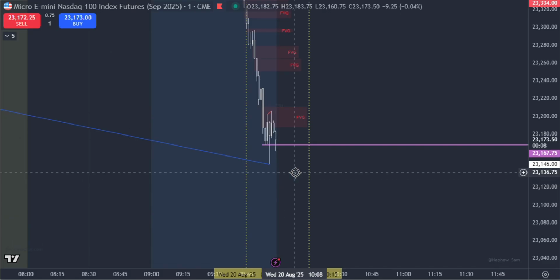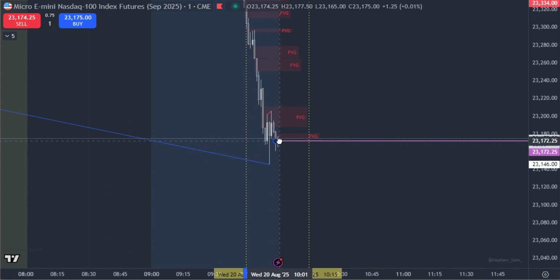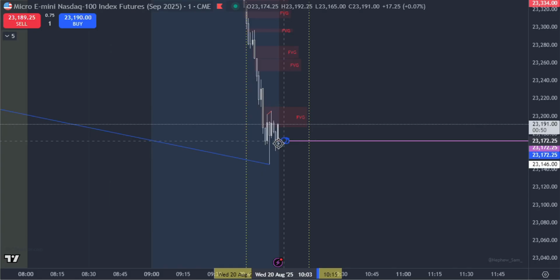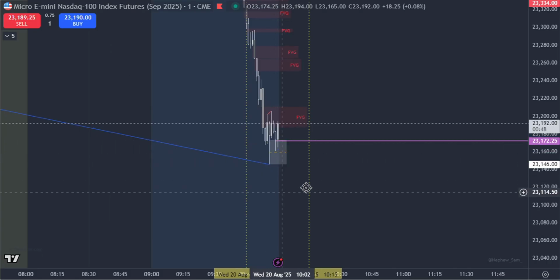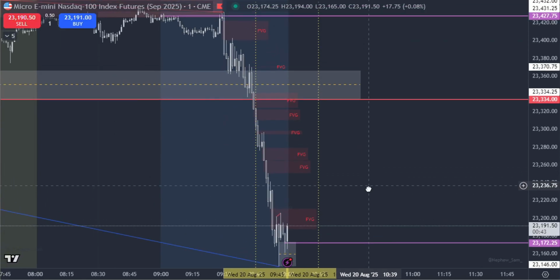It's about to close. It's going to have a little tiny wick for 9 o'clock. All right, so it closed here, right? So this is the wick on the 9 o'clock candle. All of this.